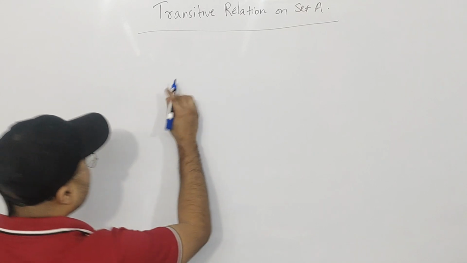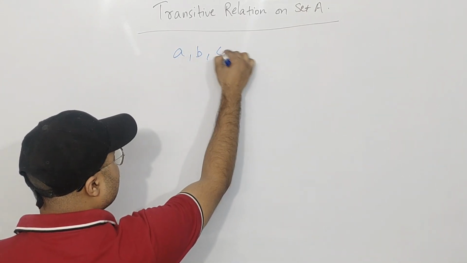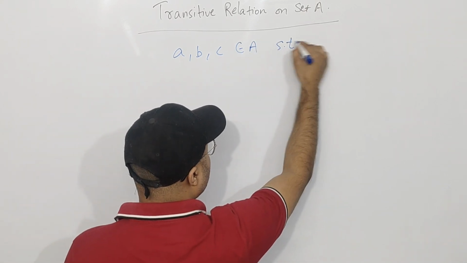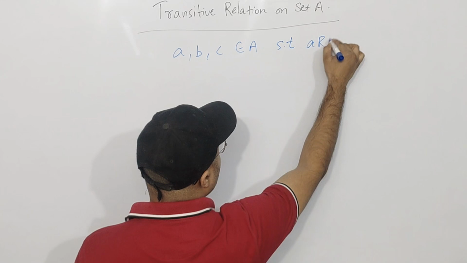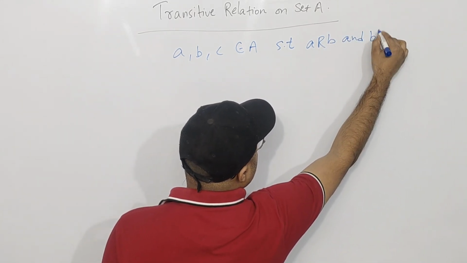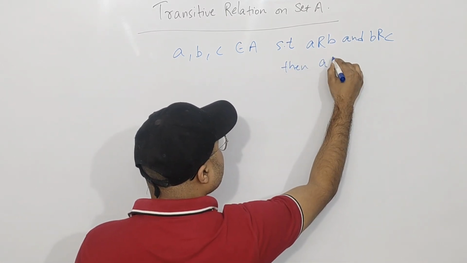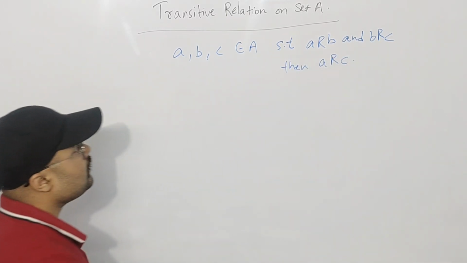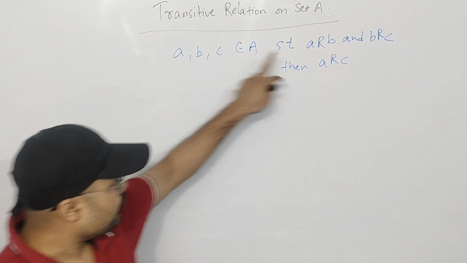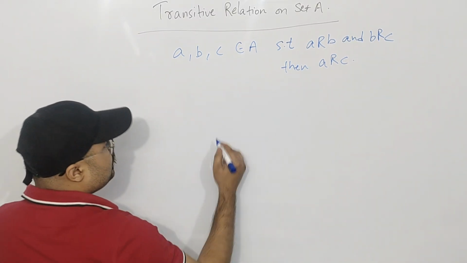Means if there are, let's say, three elements A, B, and C belonging to A, such that A is related to B and B is related to C, then A must be related to C also. For every such A, B, C where A is related to B and B is related to C, A should be related to C.